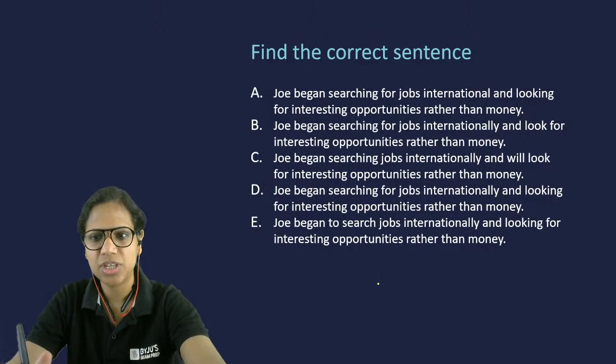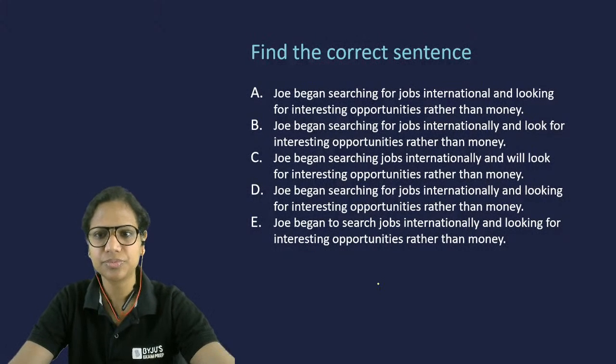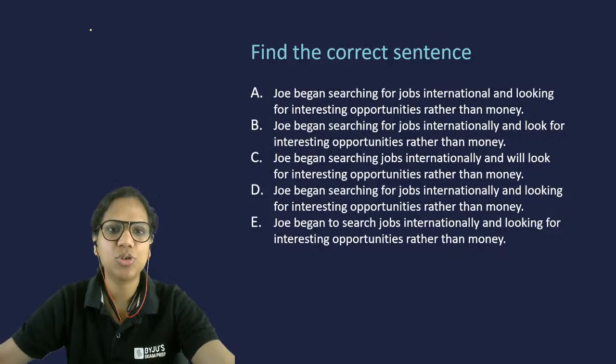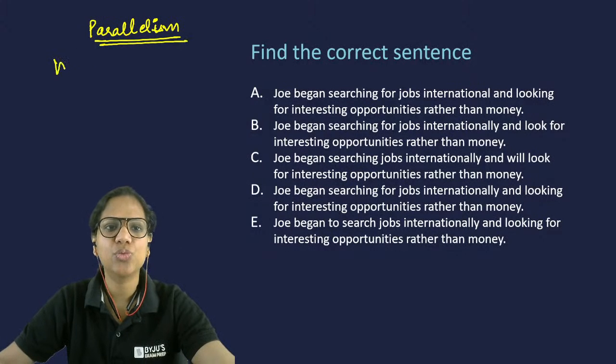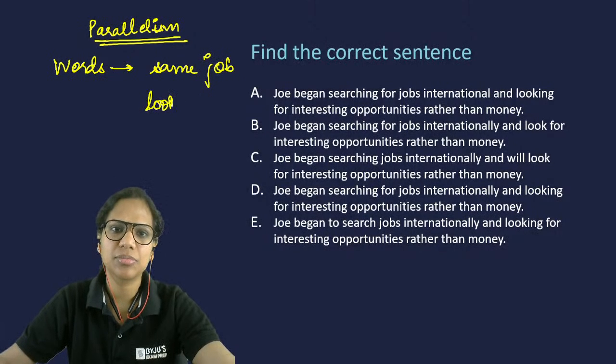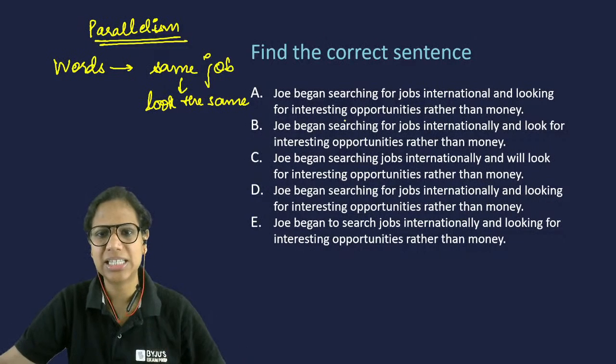What else? Sanskriti says D. Virendra says E. This question belongs to a concept called parallelism. Parallelism says that words that are doing the same job in your sentence should also look the same.